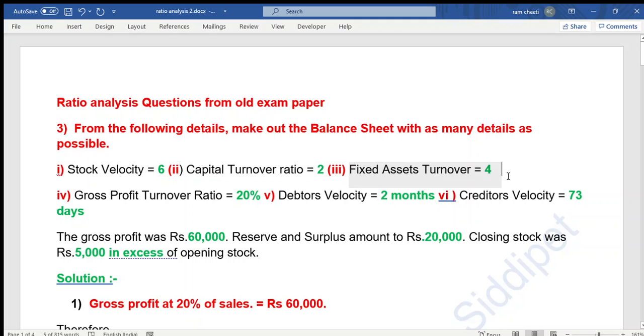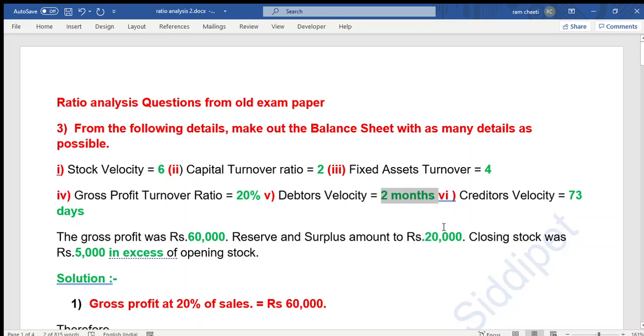When we compare our sales with fixed assets, it is 4. In the same way, the gross profit ratio is 20%. That means on sales we have a gross profit of 20%. And debtors velocity is 2 months. Debtors are those people to whom we have sold our goods on credit. So on average, those debtors have paid within 2 months after they purchased from us.